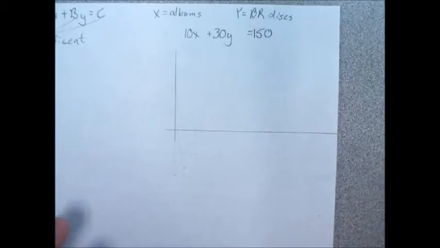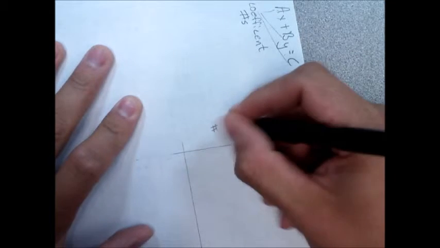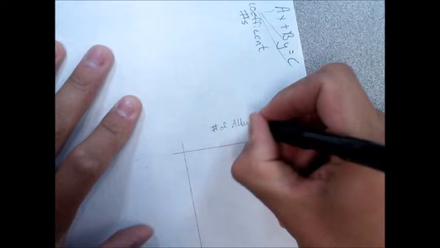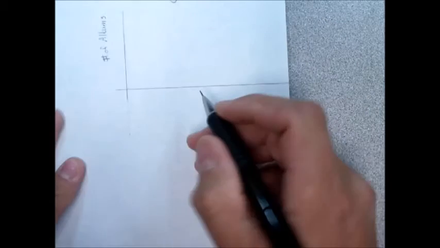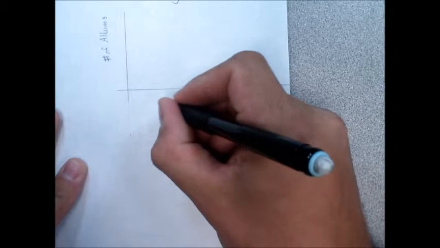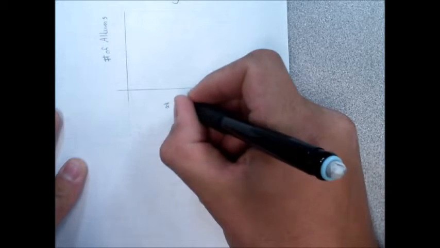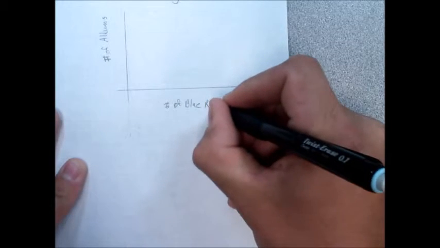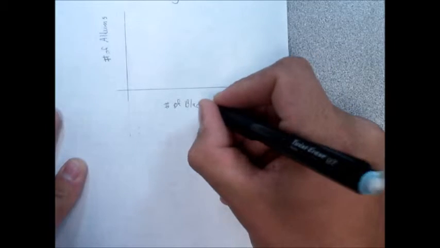My X stands for number of albums, right? So I'm going to write that in as my title, number of albums. My y-axis is going to be number of Blu-ray discs. So number of Blu-rays. I don't even know how to spell Blu-rays. Okay, if I was going to make a big title for this, what would I put?